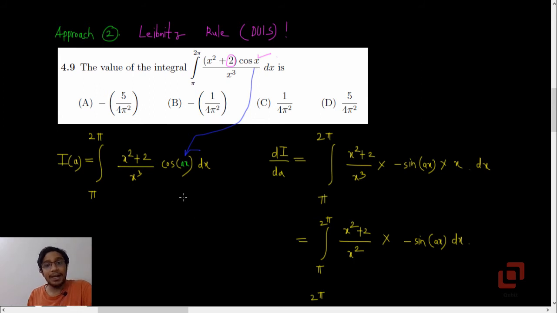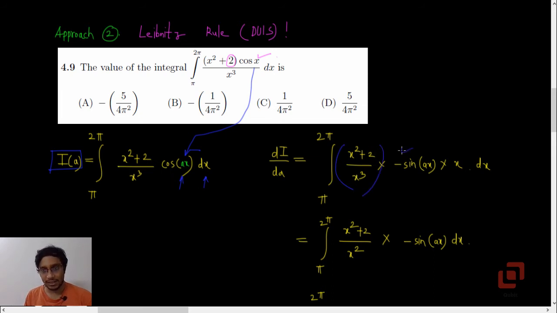So what I did is I changed cos x to cos of ax. And then I differentiated this integral. Now you might be knowing this already: if this integral's variable of integration is x, after substitution of the limits, x won't be there. What will be there is a, the parameter. So the integral then becomes a function of a. According to the Leibniz rule, the derivative of this will be the partial derivative of the function inside with respect to the parameter. Now x squared plus 2 upon x cube is a constant as far as the parameter is concerned.